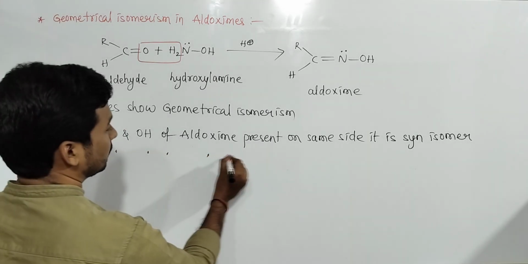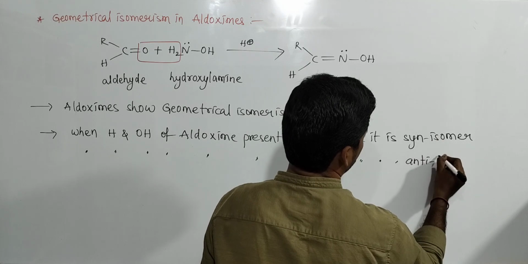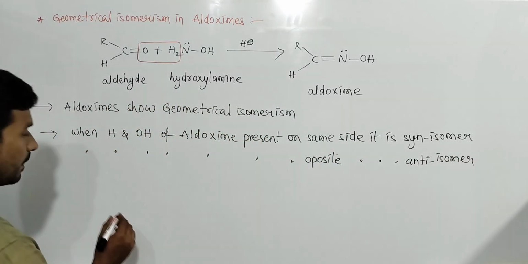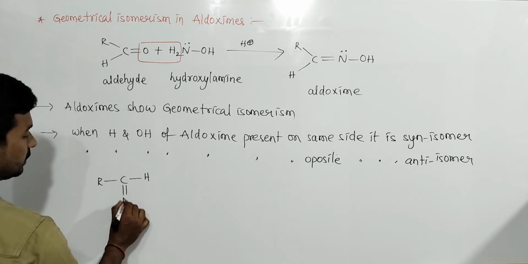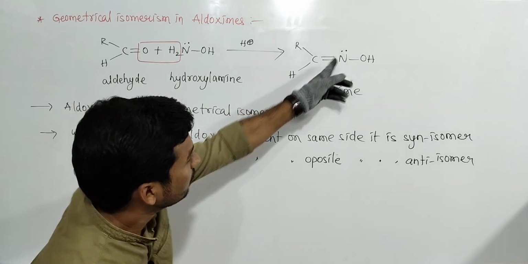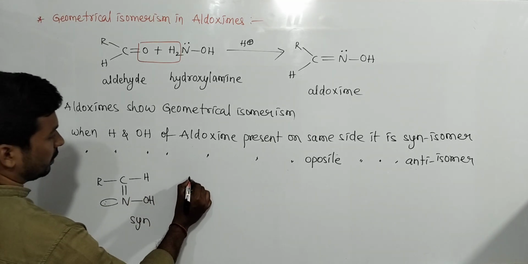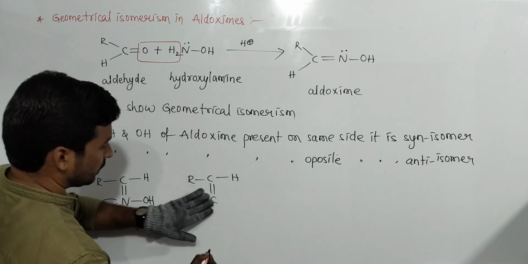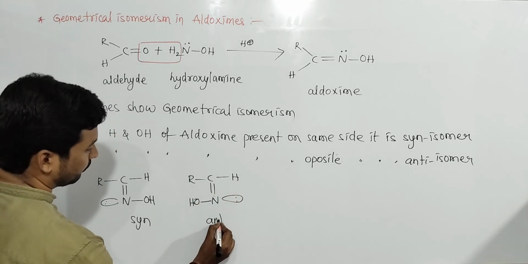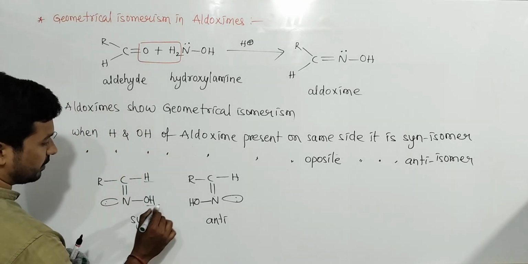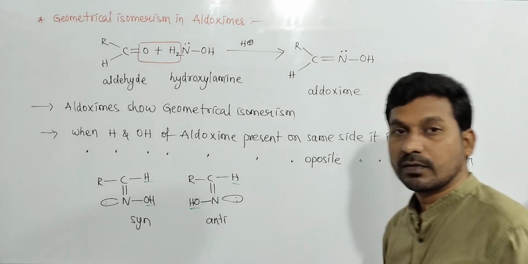When H and OH of aldoximes are present on opposite sides, it is called anti-isomer. Syn isomer, anti-isomer. See this, if I am writing R here, and carbon, to the carbon hydrogen, carbon double bonded with nitrogen, and nitrogen contains OH and lone pair also. Same side, syn. If you write like this, your nitrogen, OH left, lone pair like this. Both are opposite side, anti. H and OH same side, syn, H and OH opposite side, anti. Syn and anti. Okay, this is the third type of notation.